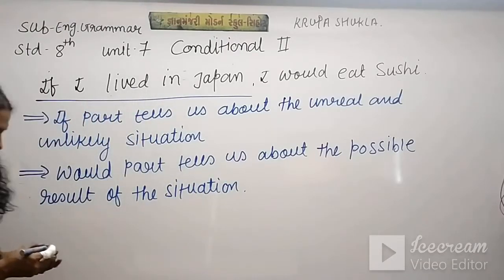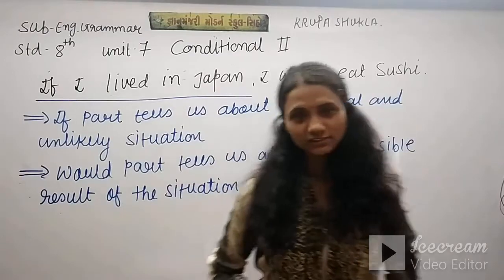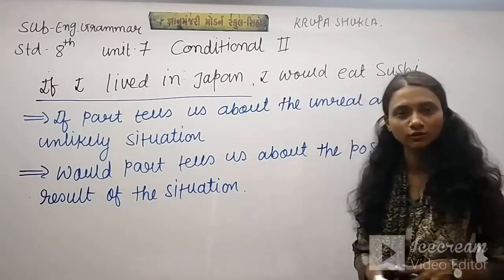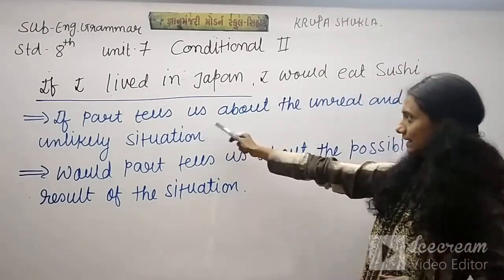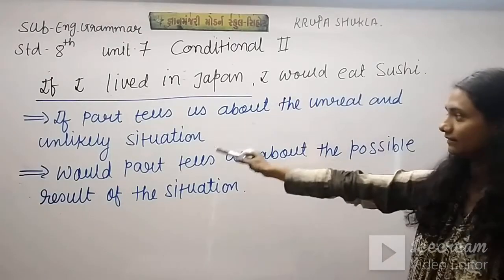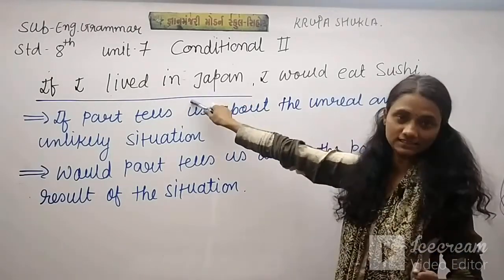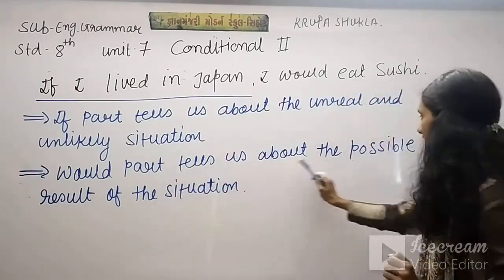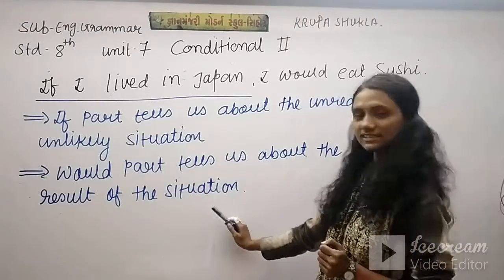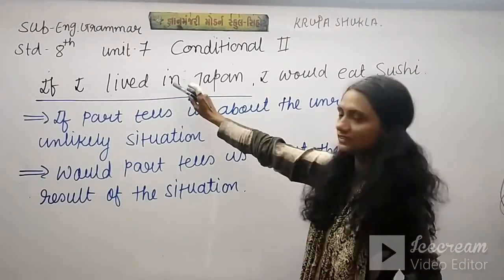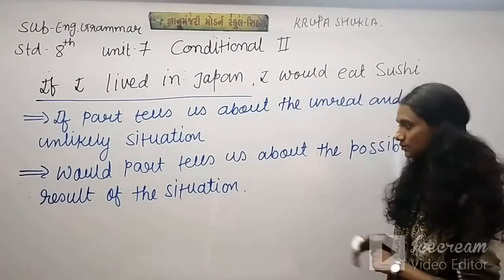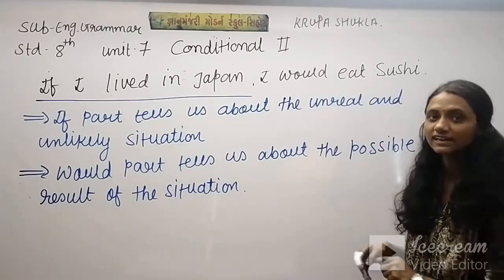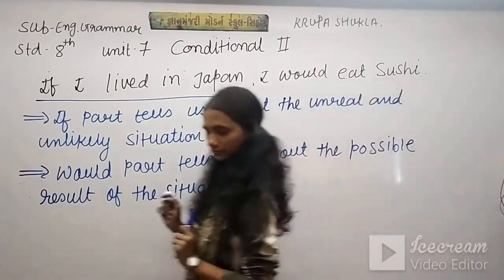So this is the example of second conditional with the explanation of it. The if part tells us about the unreal and unlikely situation, that is this. The would part tells us about the possible result of that situation. Which situation? Of this if situation. Okay students, you note down this. After that I will give you more examples. Please note down.